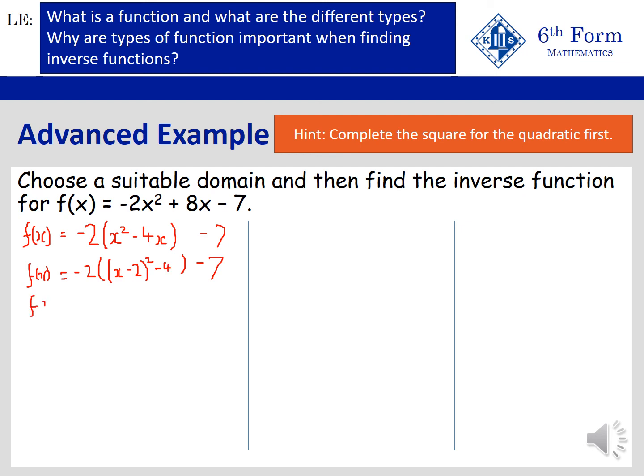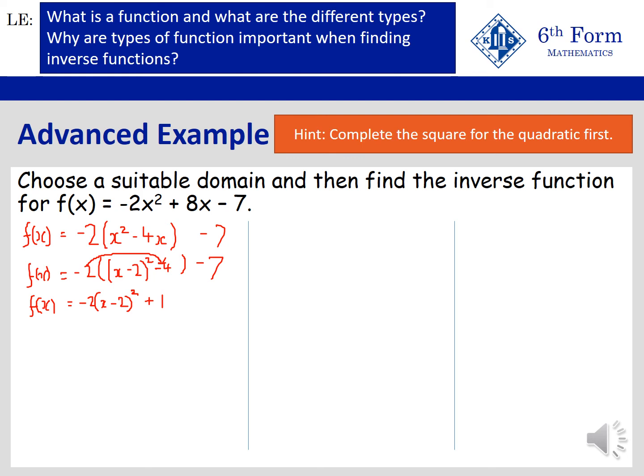And if we tidy things up from here, we would end up with -2(x - 2) all squared. If we multiplied out the -2 with the -4, that would make +8. And then we've got subtract 7 on the end, so we're going to be left with +1. So here is our completed square version.